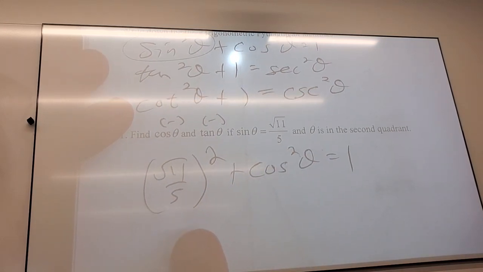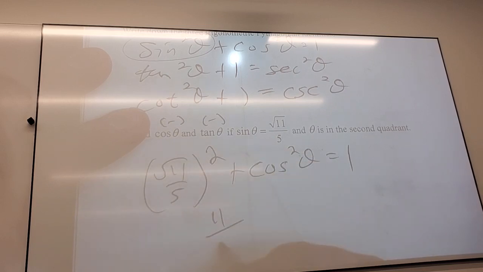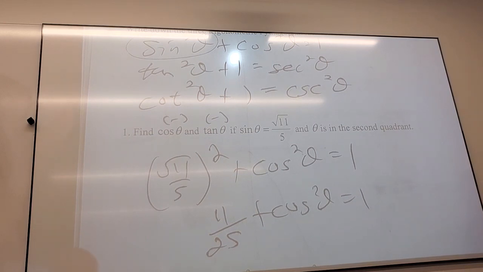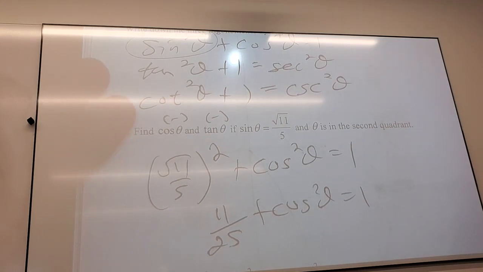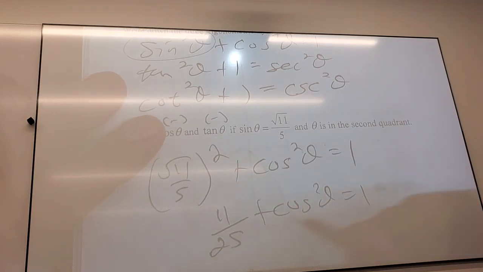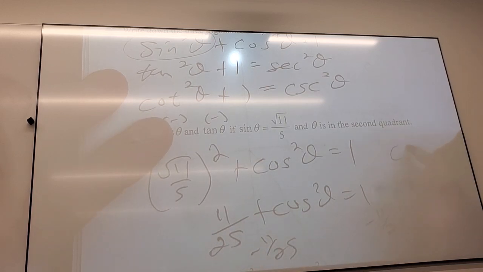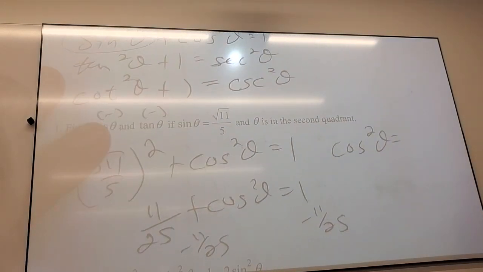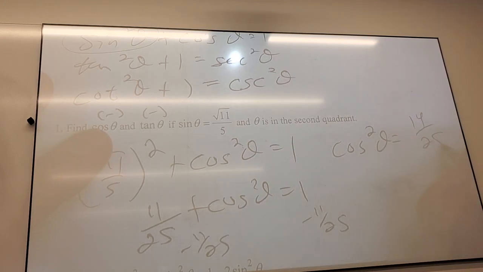What do we do next? Well, you square it. What's square root of 11 squared? 11. What's 5 squared? 25. Couple steps away now. I want to solve for cosine, right? So what do I subtract? Subtract 11 over 25, right? So we know what 1 minus 11 25ths is? It's gotta be the rest of the 25ths. 1 minus 11 25ths is 14 25ths.